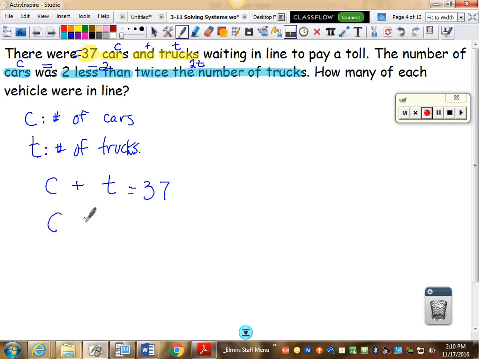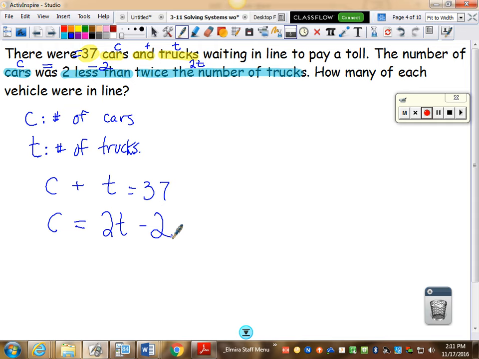So cars equals 2 less than means subtract 2 from something else. So whenever you see more than or less than, it means take these two things and reverse them. 2t minus 2. Less than and more than are tricky words. The order of the words and the order you write the equations are not always the same. Okay, it just gives us a guide to help us.